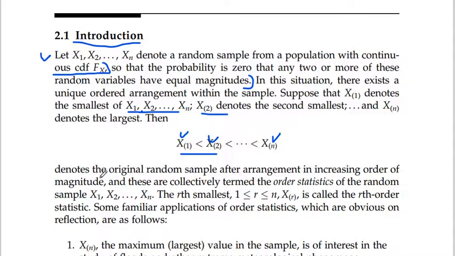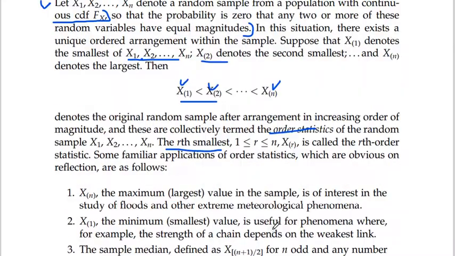We denote the original random sample after arrangement in increasing order of magnitude, and these are collectively termed the order statistics of the random sample x1 to xn. Here the rth smallest, where 1 is less than or equal to r, which is less than or equal to n, x(r) is called the rth order statistic. Now we can see some properties of order statistics.